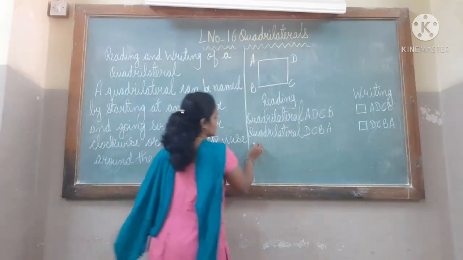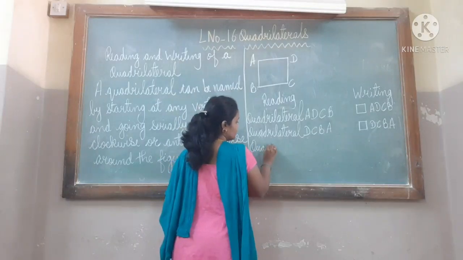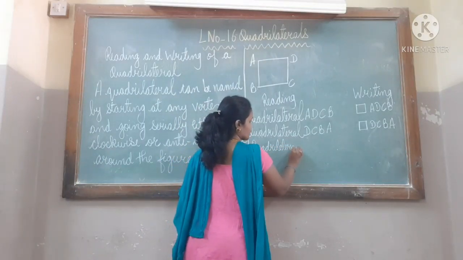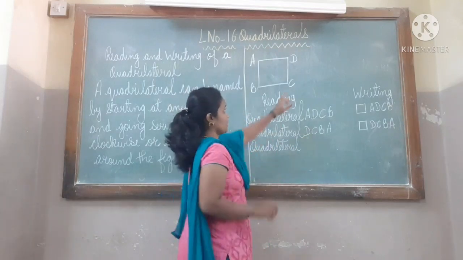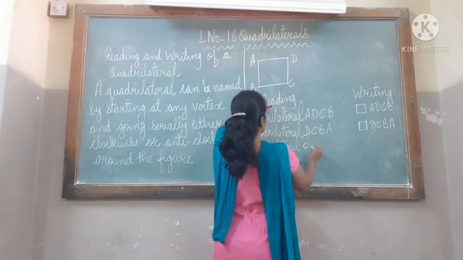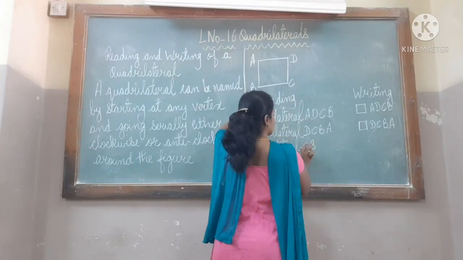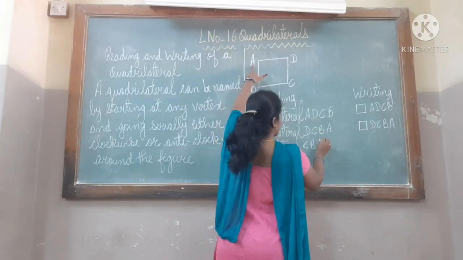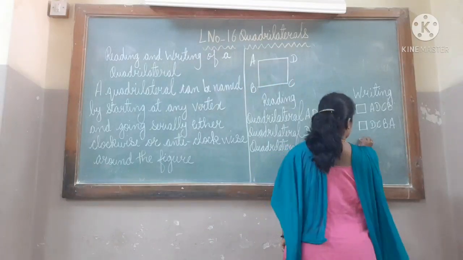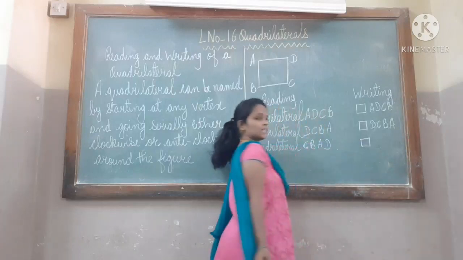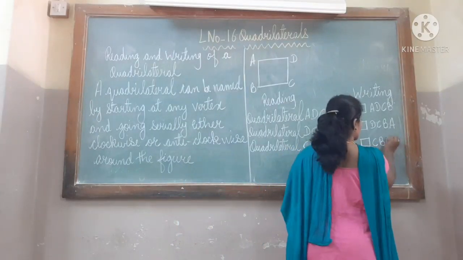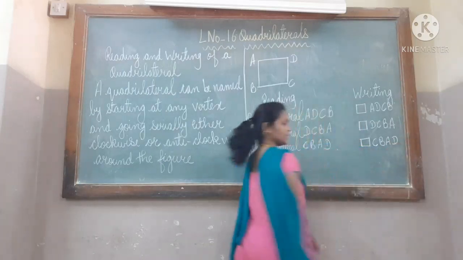Then the next quadrilateral. Now D is over, after D here it is C. So you will write C, B, A, D. And instead of quadrilateral you are going to use the sign. So you will write C, B, A, D.